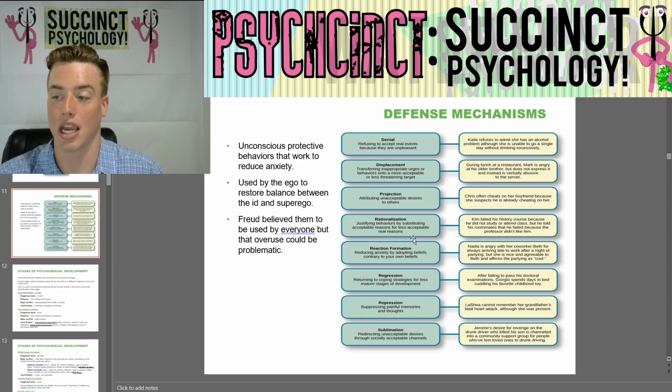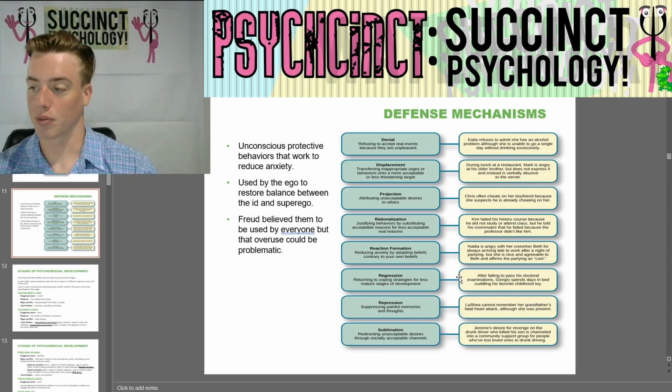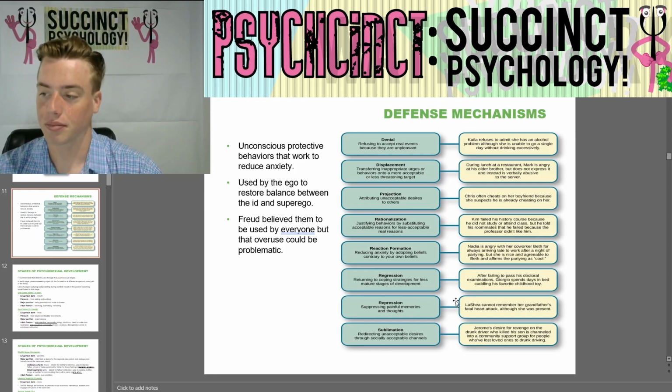Rationalization is justifying behaviors by substituting acceptable reasons for less acceptable real reasons. So, Kim failed his history course because he did not study or attend class, but he told his roommates that he failed because the professor didn't like him. That's him trying to rationalize it for himself. Reaction formation, reducing anxiety by adopting beliefs contrary to your own beliefs. Nadia is angry with her coworker Beth for always arriving late to work after a night of partying, but she is nice and agreeable to Beth and affirms the partying as cool.